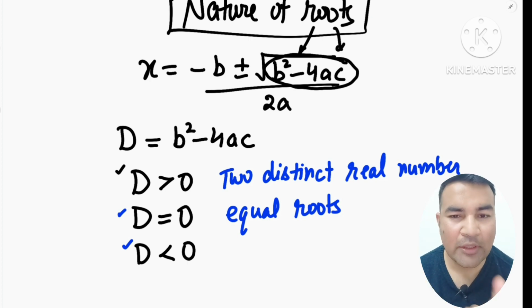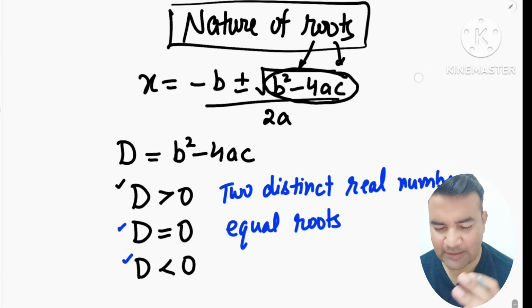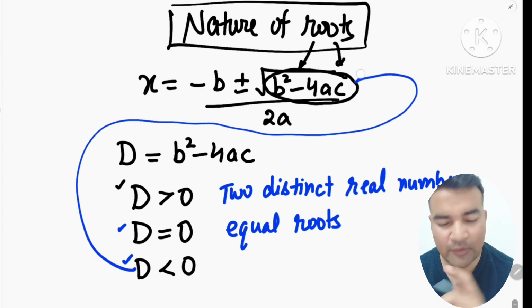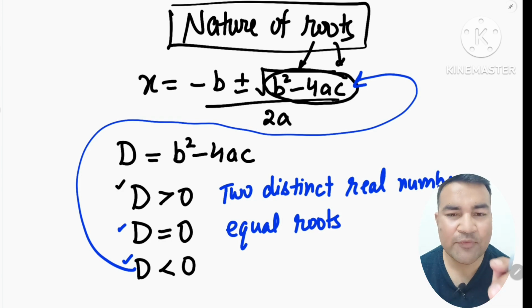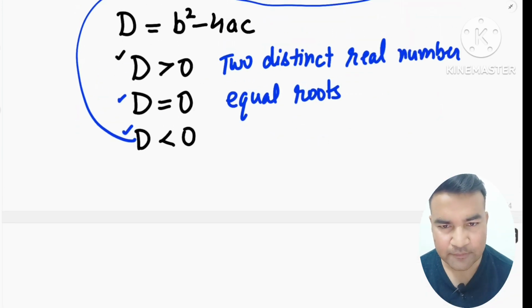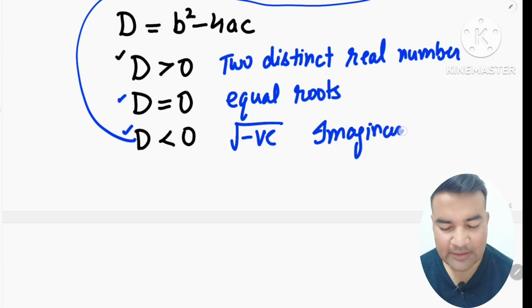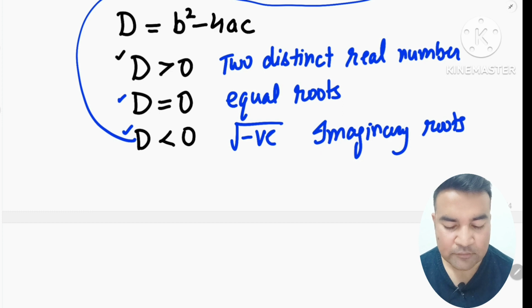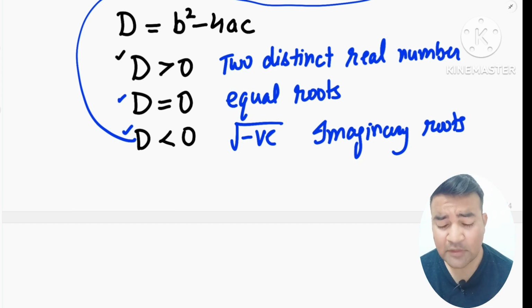Now what will happen if the discriminant is less than 0? Let me take you back. If you see, the b square minus 4ac is whole under root. If any negative number is under root, then we have imaginary roots. So we get some imaginary numbers that may or may not exist. These imaginary numbers we will not solve further.